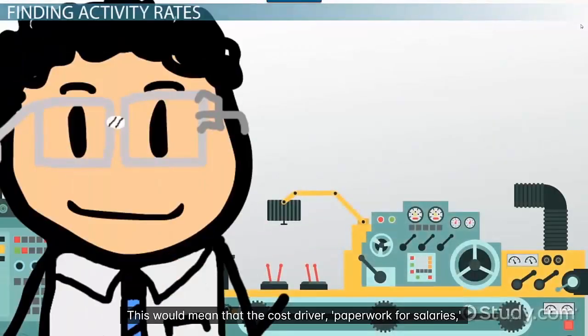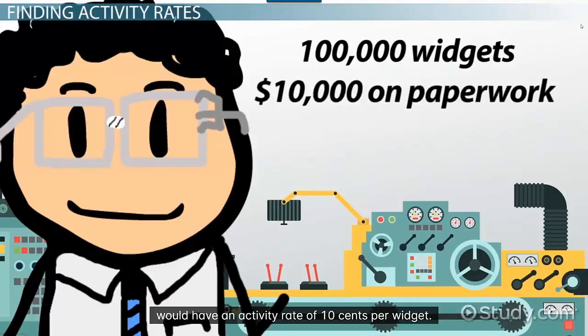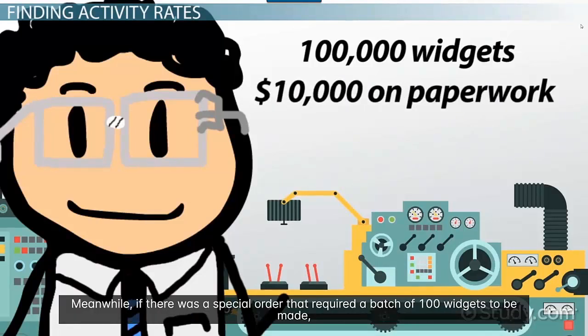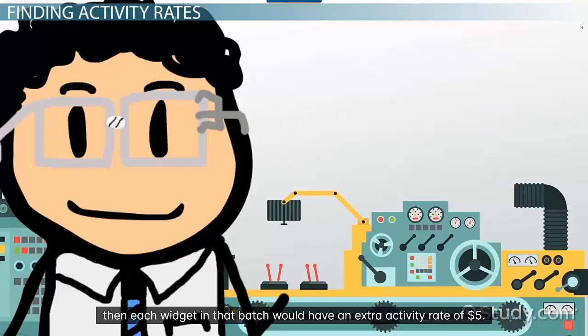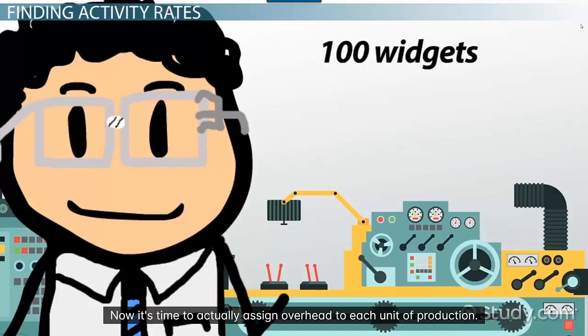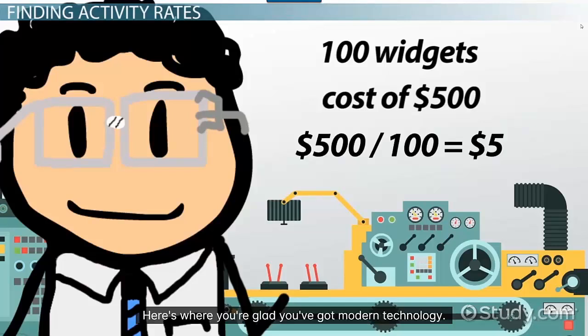So let's say your factory made 100,000 widgets last month and accounting spent $10,000 on paperwork for salaries. This would mean that the cost driver, number of widgets for salaries, would have an activity rate of $10,000 per 100,000 or 10 cents per widget. Meanwhile, if there was a special order that required a batch of 100 widgets to be made, but only that batch had an additional cost of $500 since the accounting department had to work on a Saturday, then each widget in that batch would have an extra activity rate of $500 per 100, or $5.